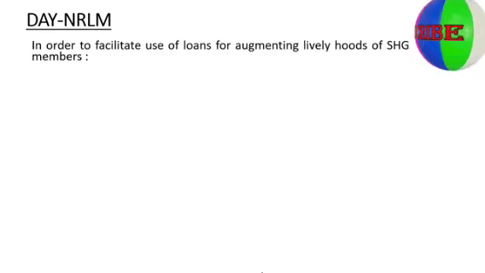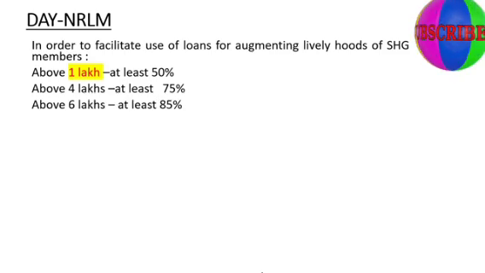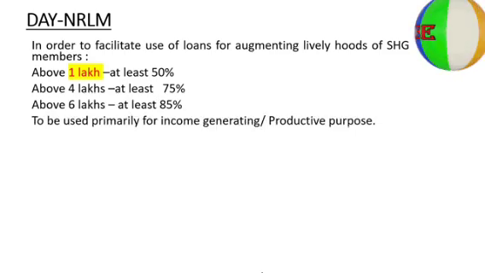Then in order to facilitate use of loan for augmenting livelihoods of SHG members, above 1 lakh at least 50%, above 4 lakh at least 75%, and above 6 lakh at least 85% of the money is to be used for income generating or productive purpose. It should not be for consumption purpose. That much money they should use for generating income or productive purpose.